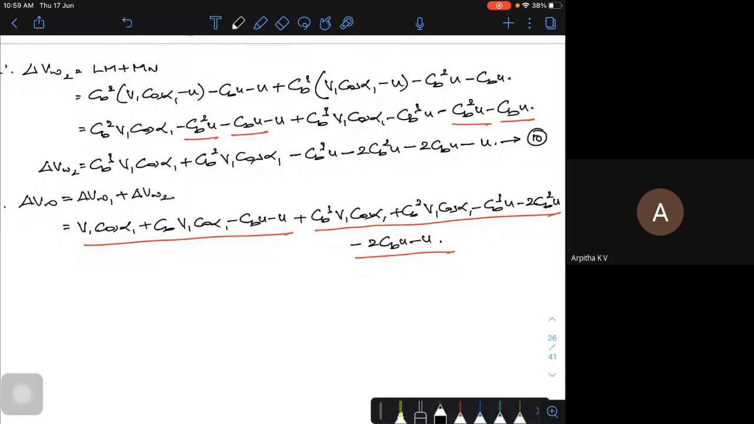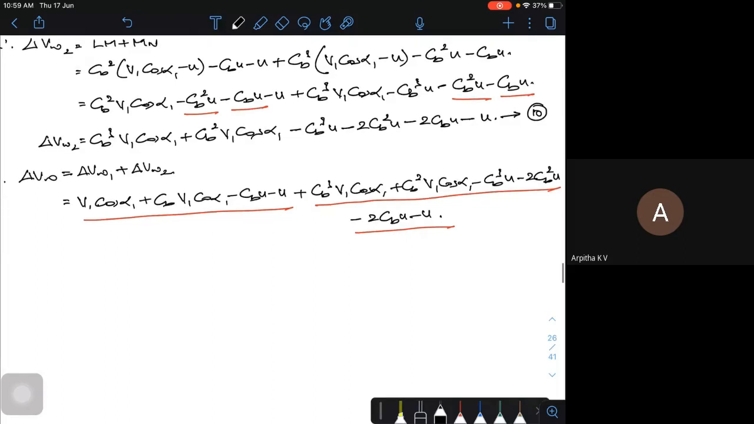I can take the Cb square and all those things as some constants K1 or K2. 2 plus 3Cb, then 2Cb square plus Cb cube and all, I can have some constant. I can write it in a different form, so that K1, K2 and V1. So let me write that. I can take V1 cos alpha 1 out.